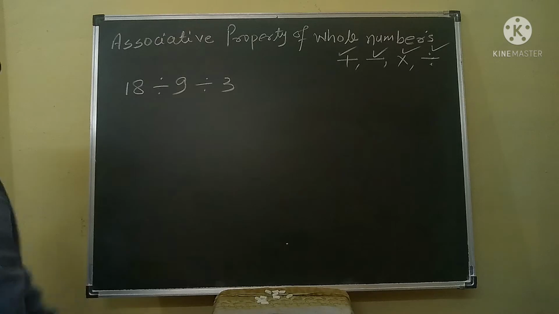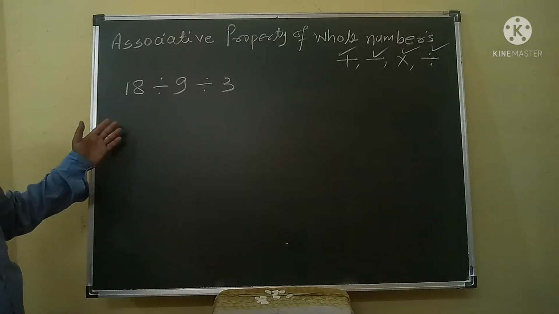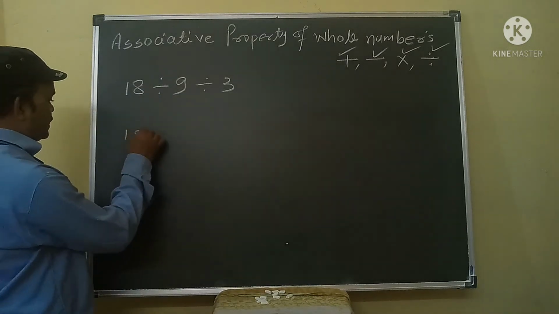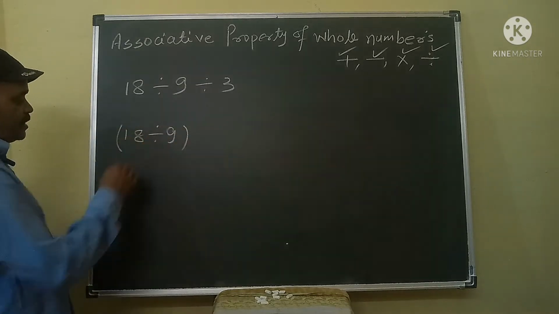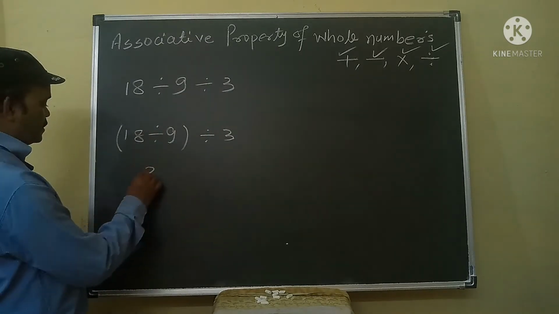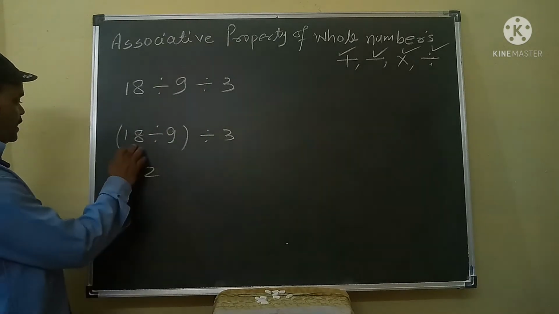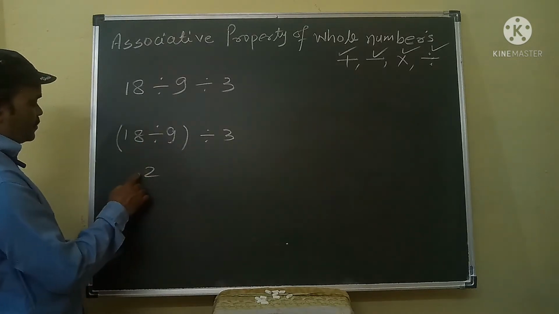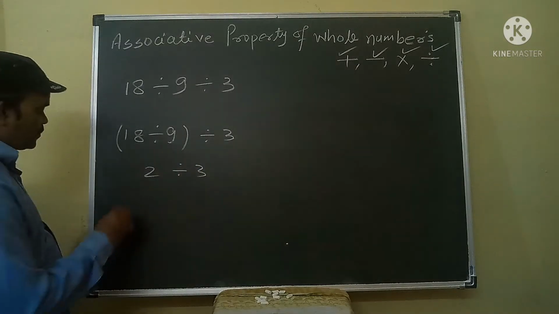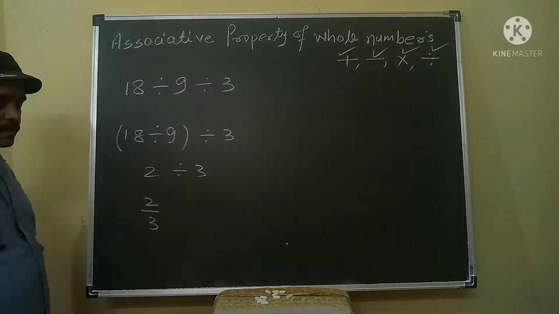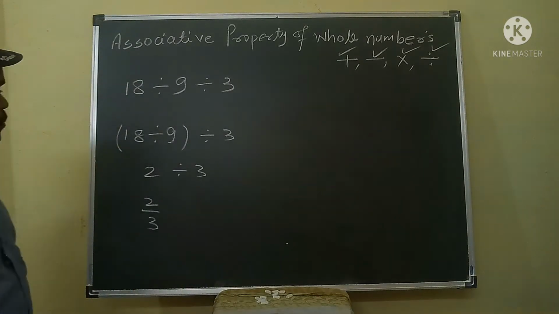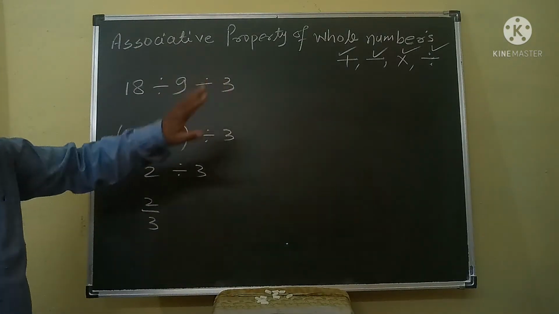First we will arrange these numbers. Suppose first you make a group of the first and second numbers, so 18 and 9 will be in the first group. 18 divided by 9 gives 2. Then 2 divided by 3 gives 2 upon 3.